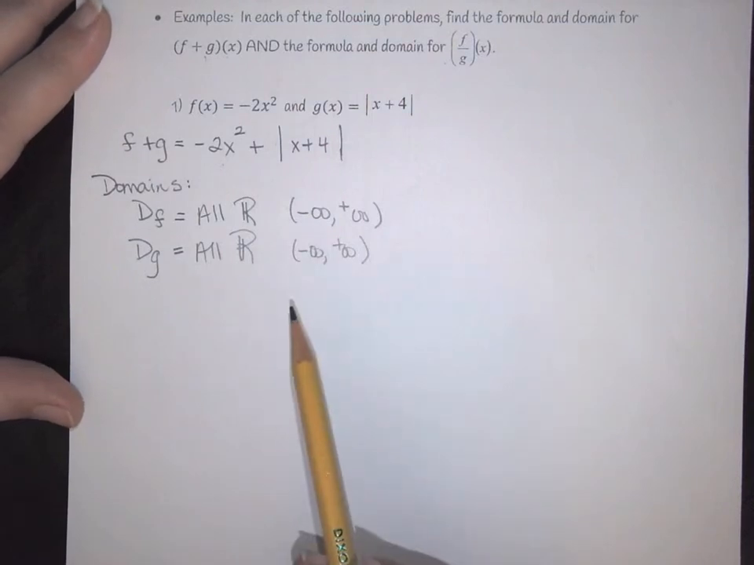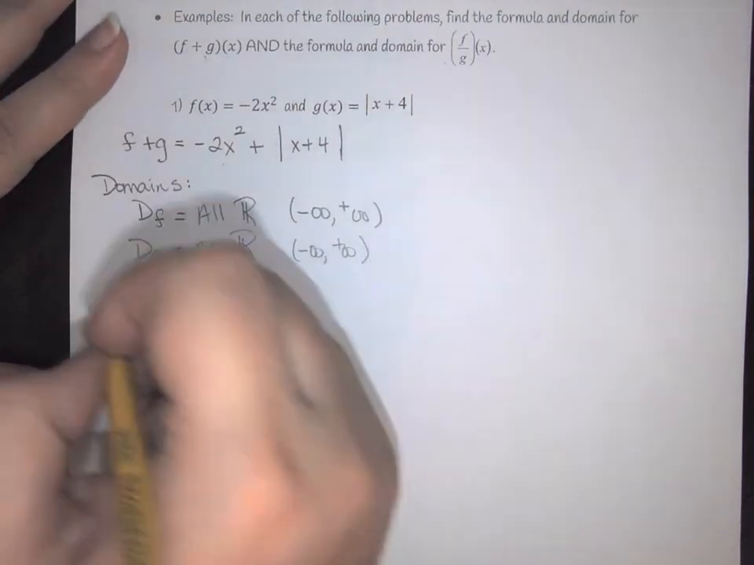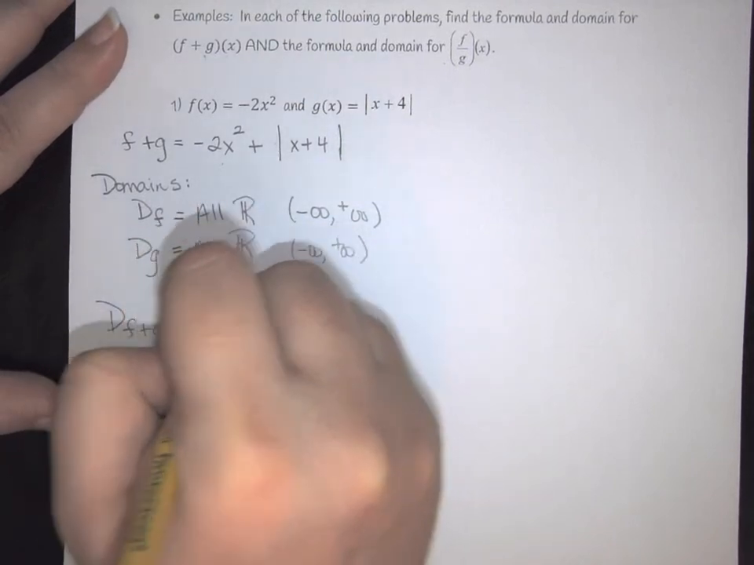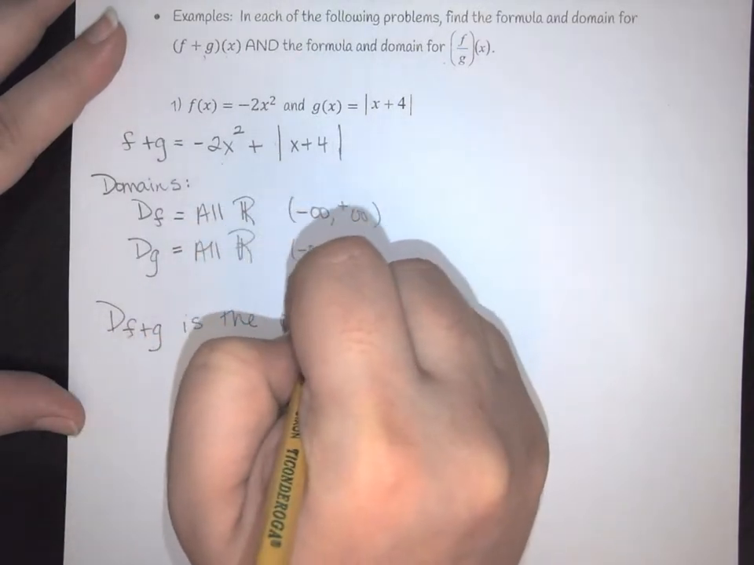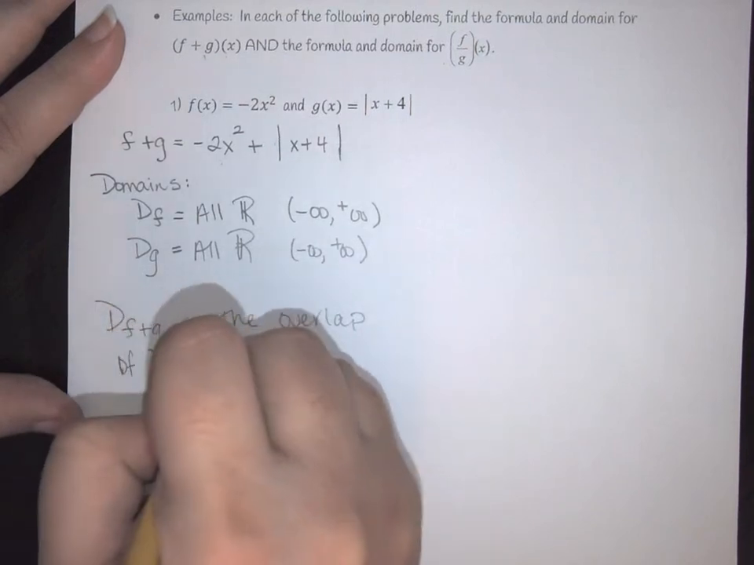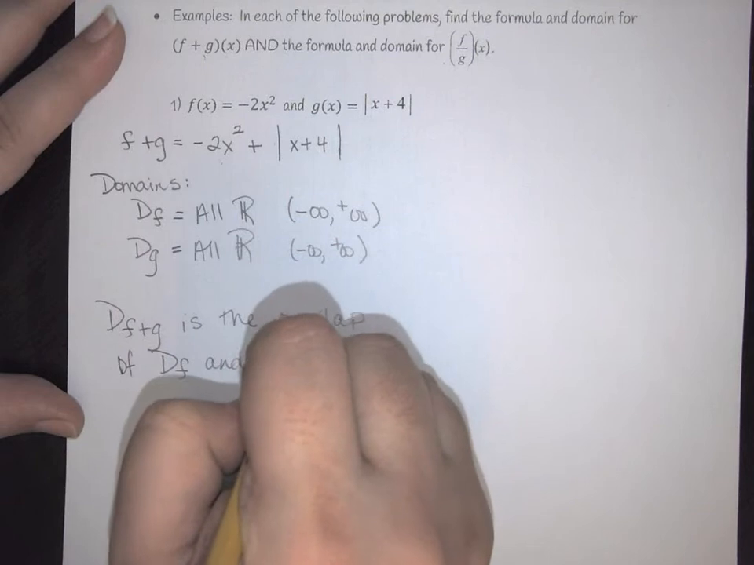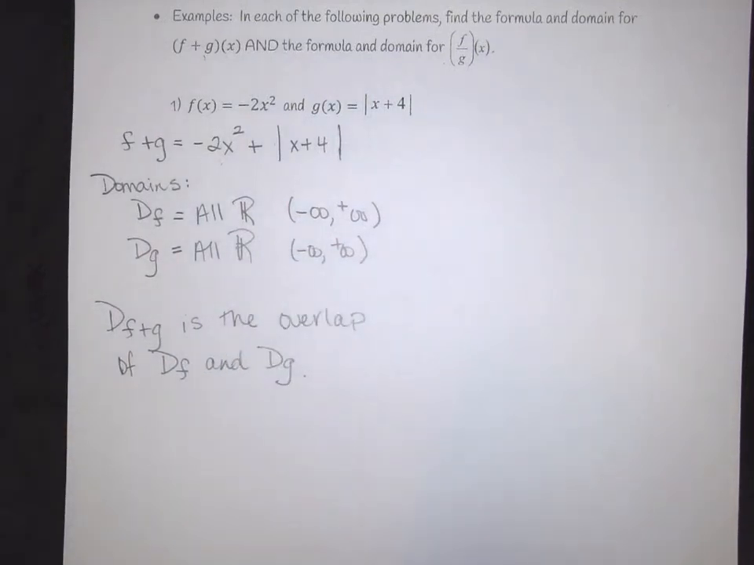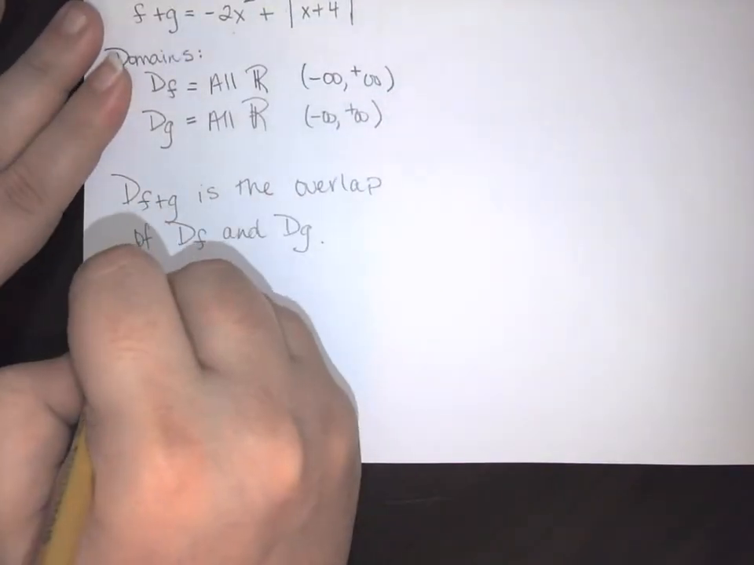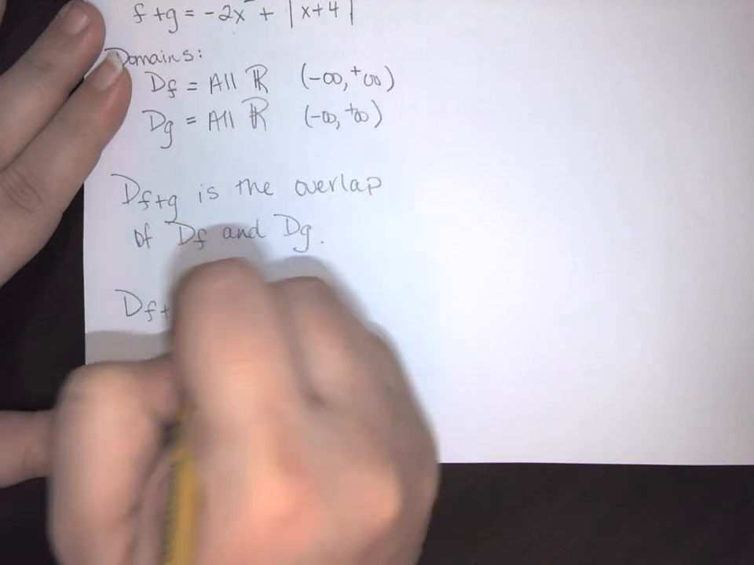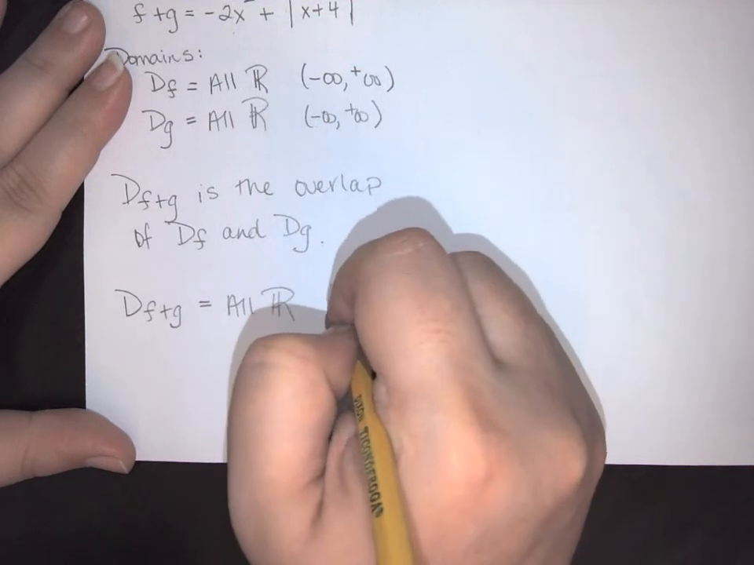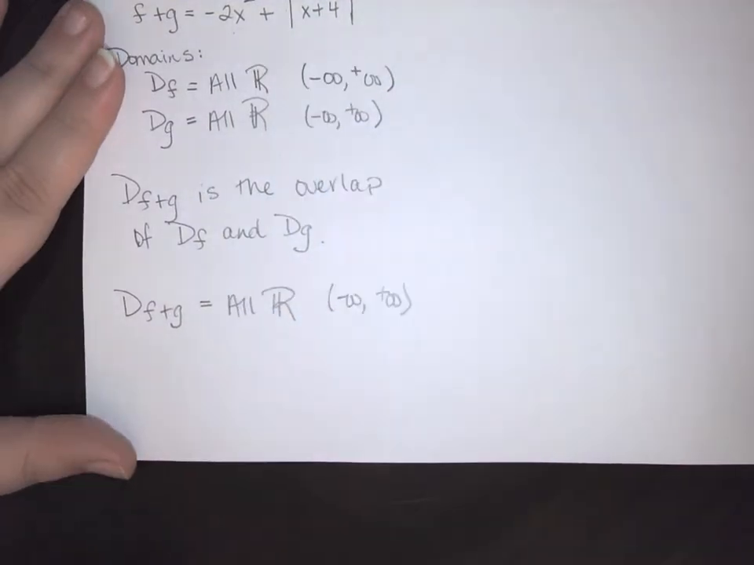That being the case, when we're looking for the domain of a combined function, your domain of f plus g is the overlap of your domain of f and your domain of g. Well, in this case, they're both the same, negative infinity to positive infinity, which means my domain for f plus g is going to be the same, all real numbers, which is negative infinity to positive infinity. Pretty simple.